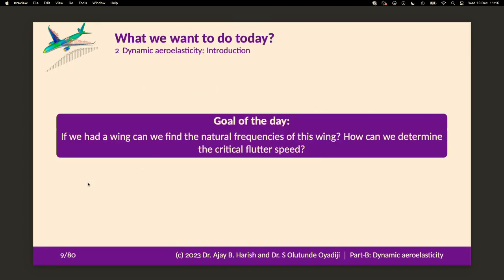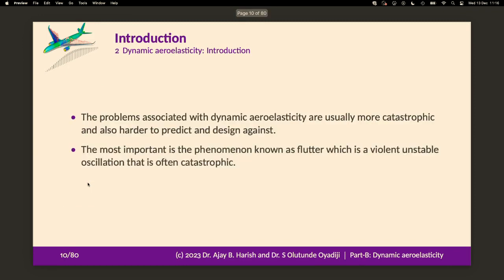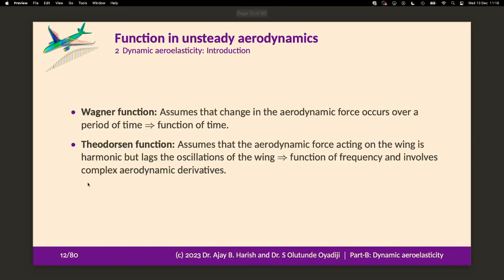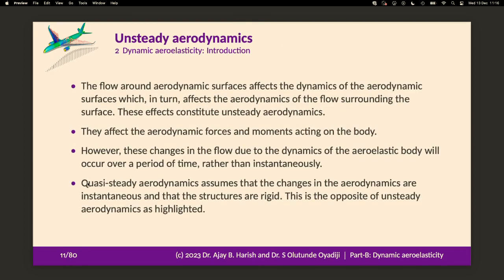Like we said, we want to find these natural frequencies, or this critical flutter speed. When does this happen? I'm not going to read through all of these things because it's probably already there, and you can read through them. One thing that is important for us to think about is that a lot of things here are dynamic.